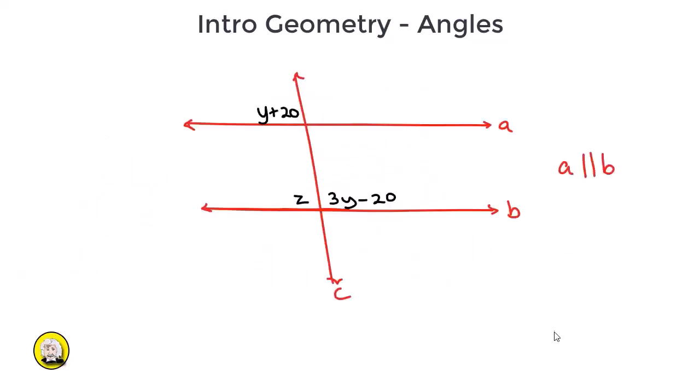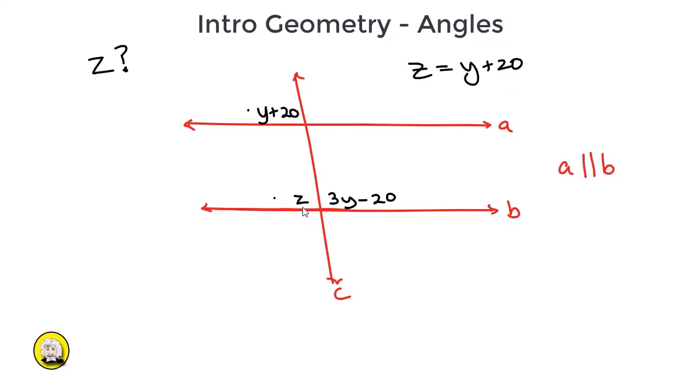Note the theorem relationships can be used to set up algebraic equations or problems to solve as well, as in this case. So if we have lines A and B parallel to each other, and we've got a transversal, line C, intersecting both of them, we want to know what is the value of Z. Well, right away, we know Z and y plus 20 are corresponding angles. So Z equals y plus 20.